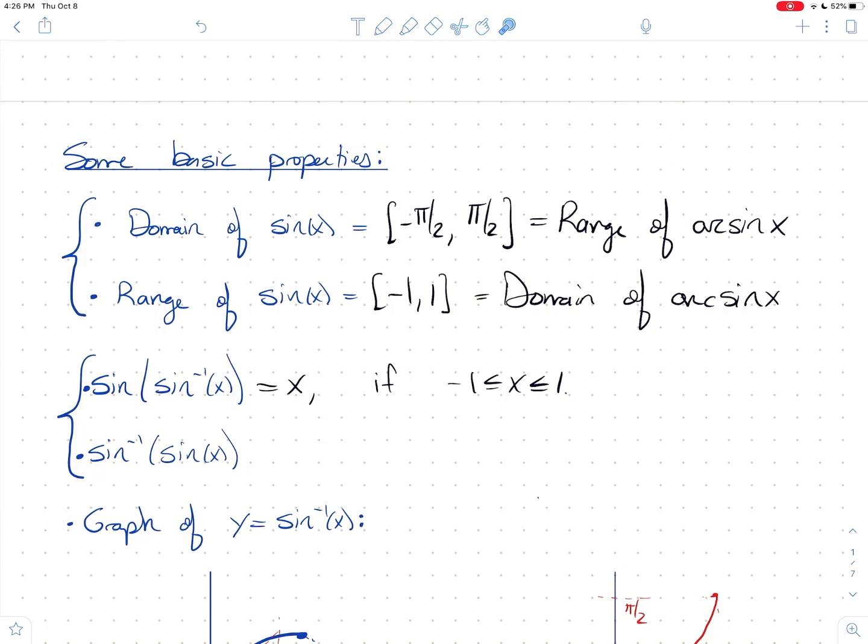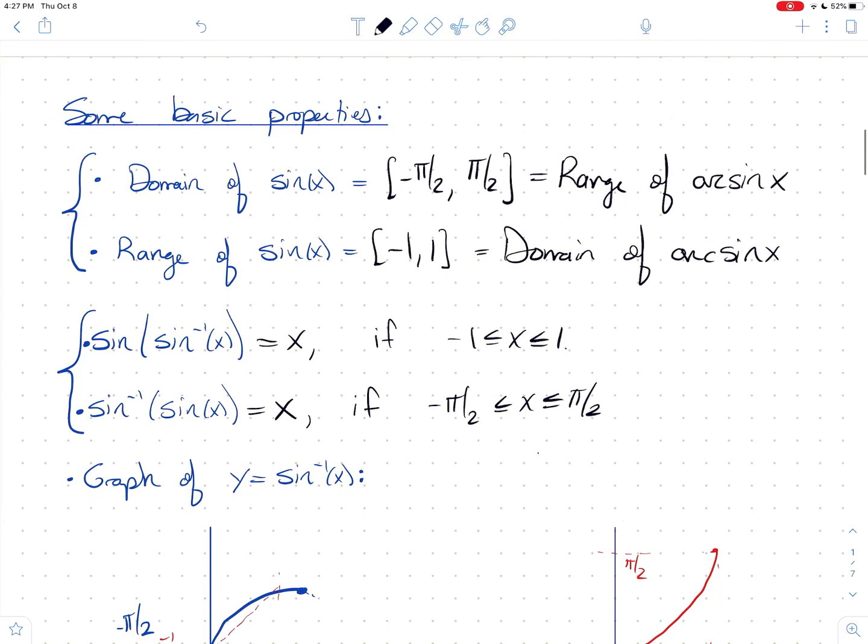And it turns out this is an important restriction. We're going to see some examples of this in a minute. Similarly, this composition is x if x is in the domain of the inside function, which means that x has to be between minus pi halves and pi halves.